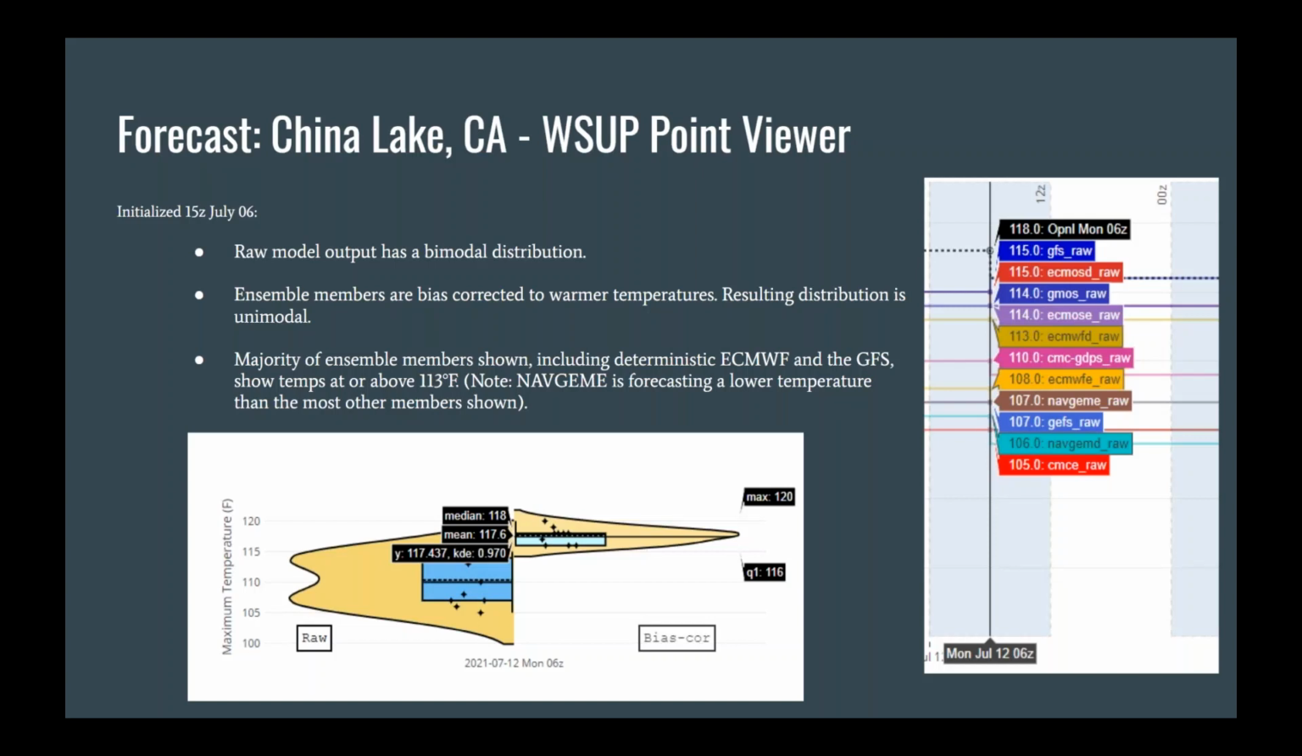And I did put a note here that the Navy forecast is showing lower temperature than most of the other members. A few weeks ago, they did have a problem with the Navy showing significantly higher temperatures than the rest of the models, but it appears that they've fixed that problem.